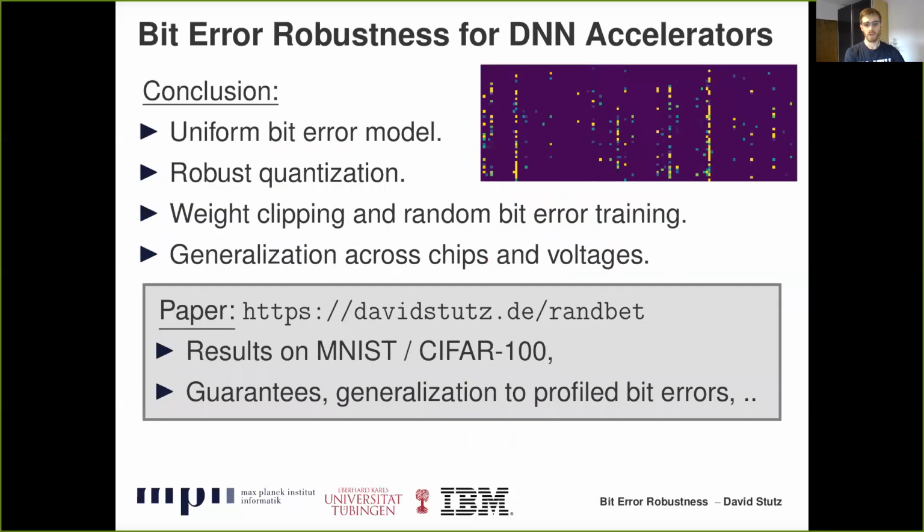In conclusion, we consider a uniform bit error model that realistically captures low voltage operation. We propose robust quantization, weight clipping, and random bit error training to improve robustness. In the paper, we also show that our approach is able to generalize to real profiled bit errors, even if these bit errors deviate significantly from our model, as shown on the top right here, where the bit errors are strongly aligned along columns.